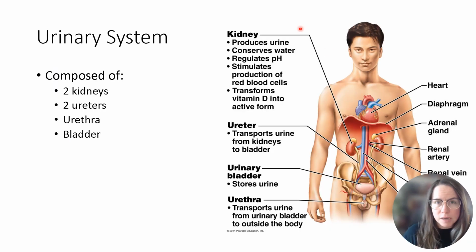Now, your urinary system's main job is to basically filter your blood, kind of clean things out, and help regulate a lot of the different components of your blood as well as your pH. And to do this, it's going to use several different organs. The main powerhouse of your urinary system is going to be your two kidneys. Now, these are going to lie in what we call the retroperitoneal space.